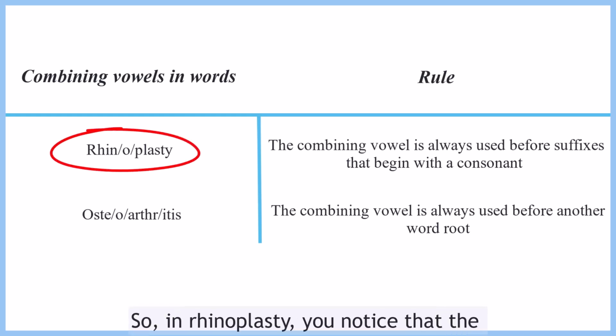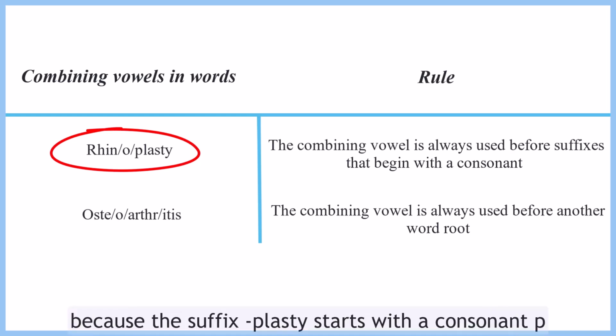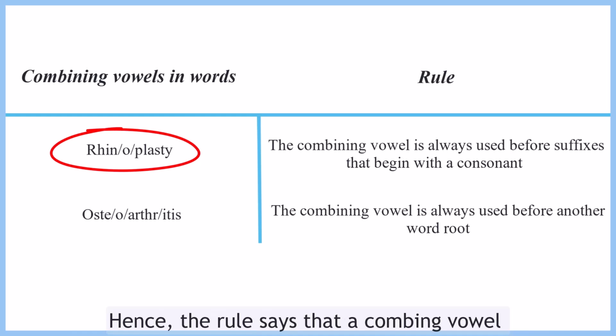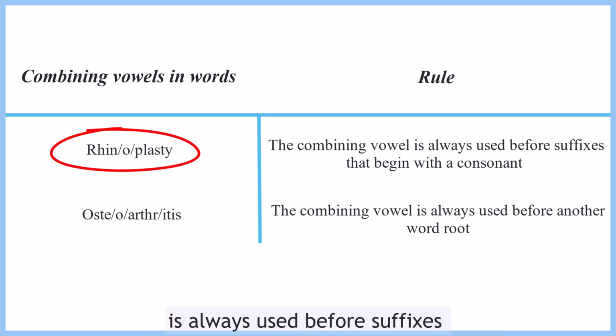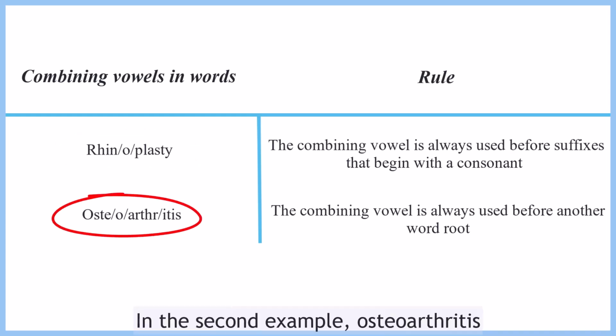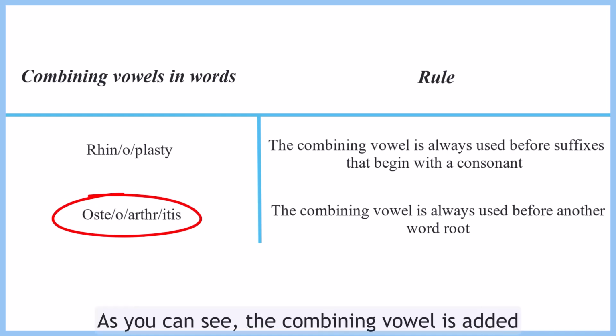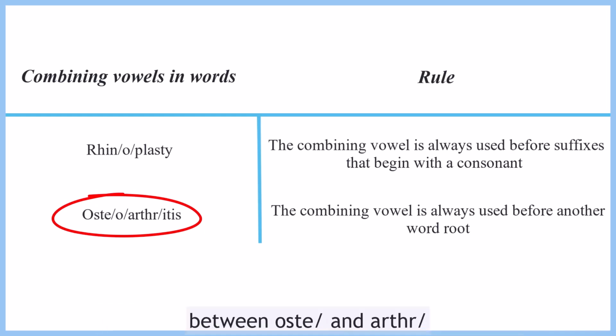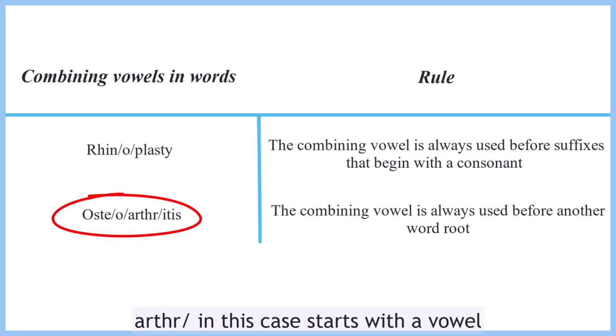So in rhinoplasty, you notice that the combining vowel, which is O, is added because the suffix plasty starts with a consonant P. Hence, the rule says that a combining vowel is always used before suffixes that begin with a consonant. Keep it in mind. In the second example, osteoarthritis, as you can see, the combining vowel is added between oste and arthr. As a rule, the combining vowel is always used before another word root, even if the second word root, arthr in this case, starts with a vowel.